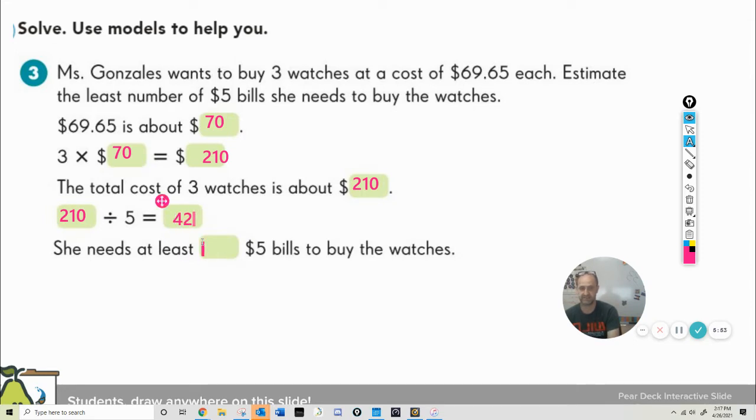So she needs at least 42 $5 bills to buy the watches, or she needs a couple of hundreds and a 10 and no $5 bills at all, because it doesn't tell you that you can only use $5 bills. But I guess that's nitpicking. That's what they want, is 42. Shall we continue? Let's continue.